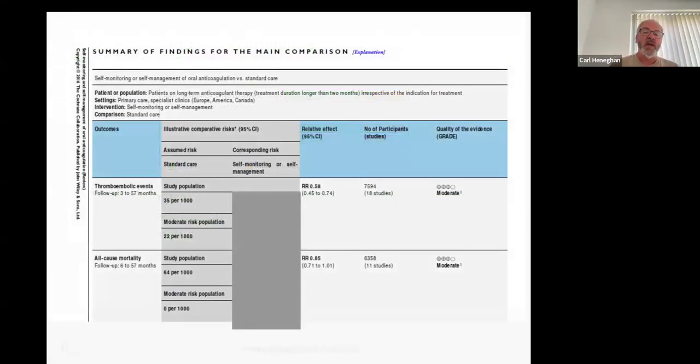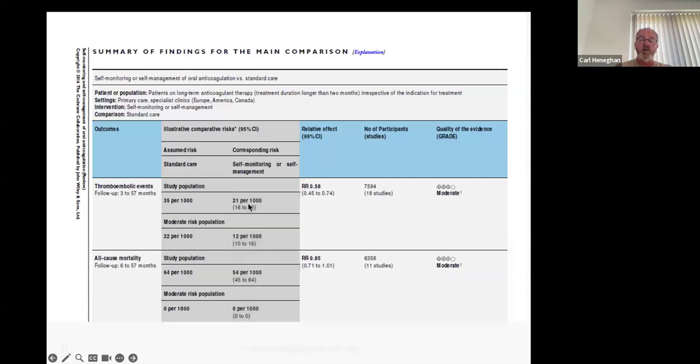Within a Cochrane review as well, you get these grade tables, which allow you to look at the assumed risk and then also calculate the corresponding risk. So here, if you look at thromboembolic events, you take a study population 35 per 1,000. Here they talk about a moderate risk, which is a bit less. And then what you can do is take the odds ratio and calculate a corresponding risk. So you go from 35 per 1,000 down to 21 per 1,000. And that's your absolute risk reduction. So for every 1,000 patients who self-monitor, you'll get about 14 fewer thromboembolic events. And if you think about that, that's 14 fewer strokes, which is important.